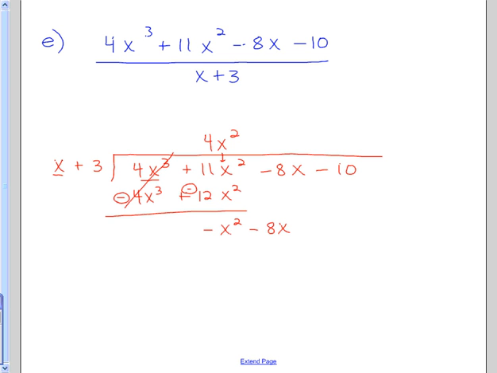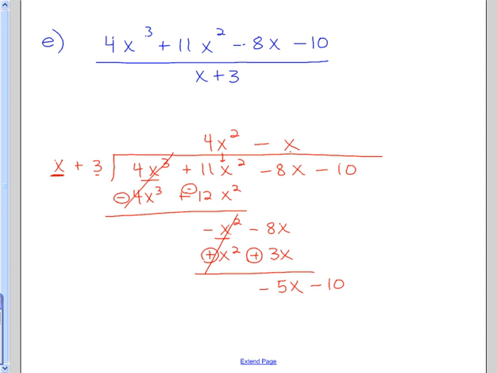What times x would give me negative x squared? So that would be a negative x. Negative x times x is negative x squared. Negative x times 3 is negative 3x. Change the signs, both positive. We're left with negative 5x. Bring down negative 10. Divide one more time.